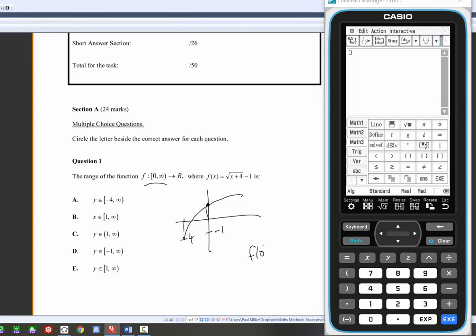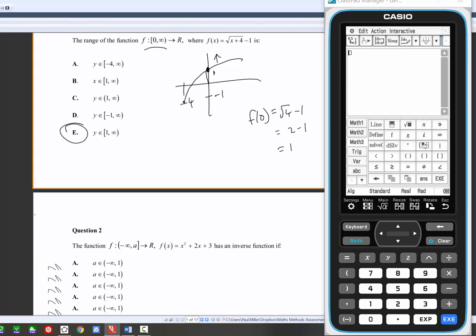So to work that out, I'm going to go f of 0 equals root 4 take 1, which is 2 take 1, which is 1. So that coordinate there is y equals 1 up to positive infinity. So what we've got here is E.